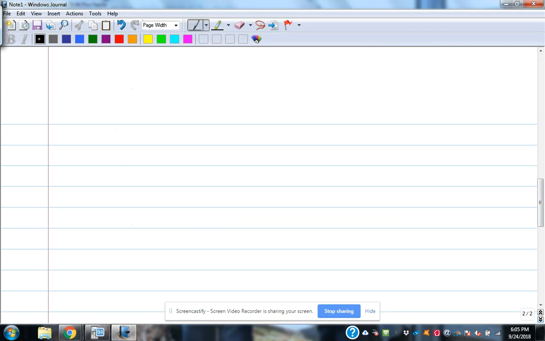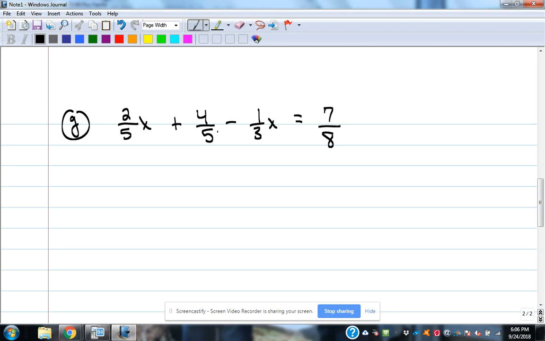Let's look at another one with fractions. 2/5 x plus 4/5 minus 1/3 x equals 7/8. This one has several different numbers in the denominator. This can be worked with the fractions in it, but nobody likes doing it that way, and it works the same if we take them out. So here's what we've got to look at.